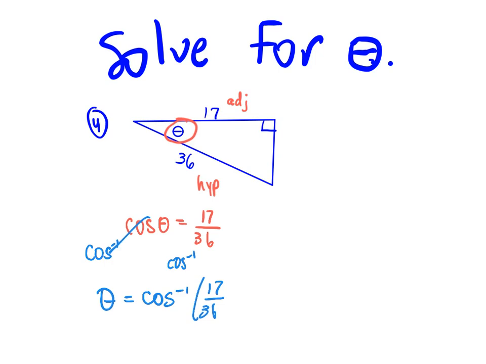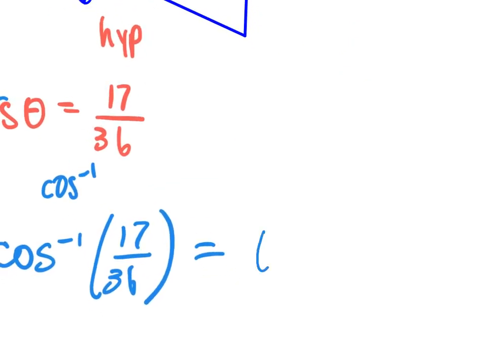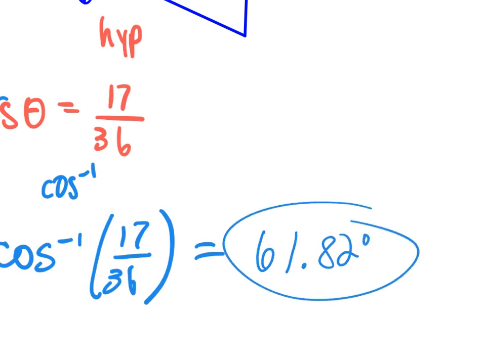Remember, we should be in degree mode. So in your calculator, go ahead and put second cosine 17 over 36. Let's see what we get. I get about 61.82 degrees. So theta would be 61.82 degrees, somewhere around there.